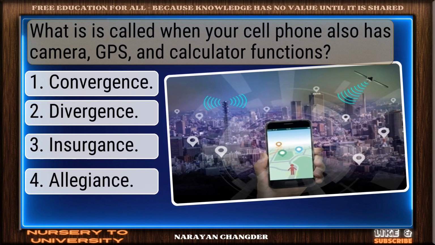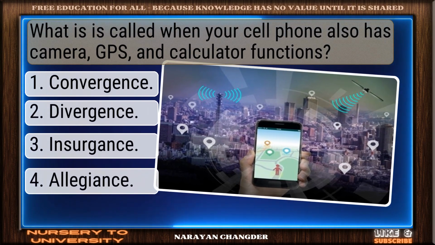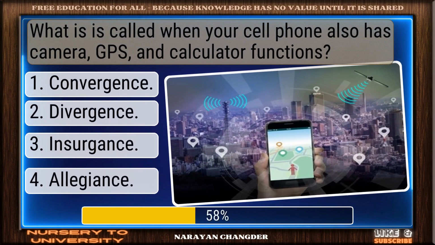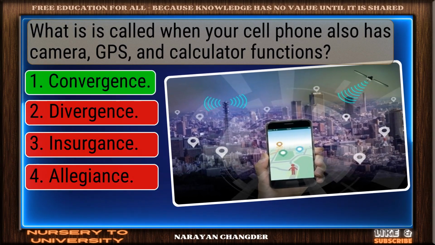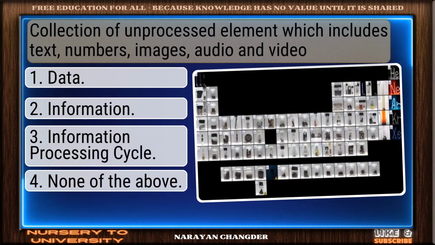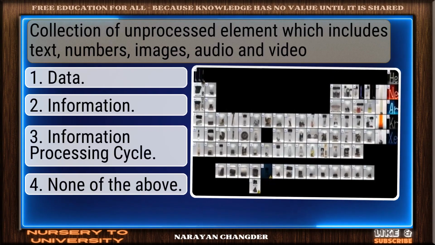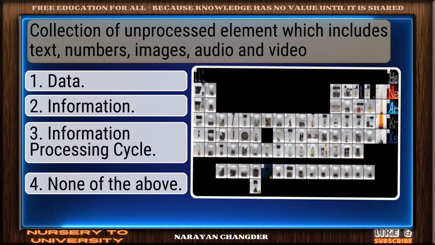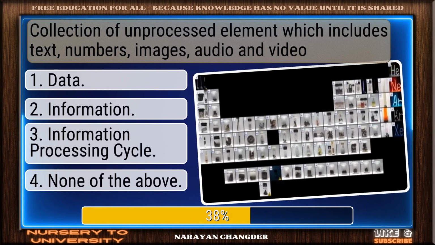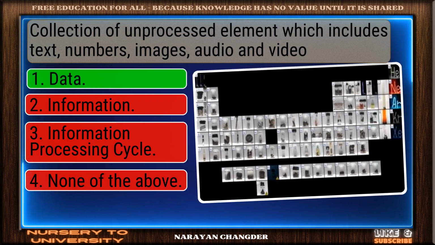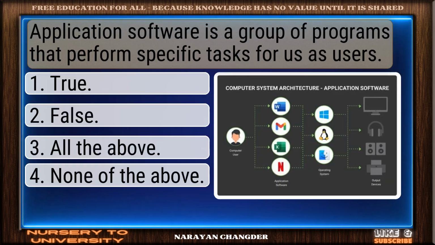What is this called when your cell phone also has camera, GPS, and calculator functions? Right choice. Convergence is best. Collection of unprocessed element which includes text, numbers, images, audio and video. Smart pick. Data is correct.